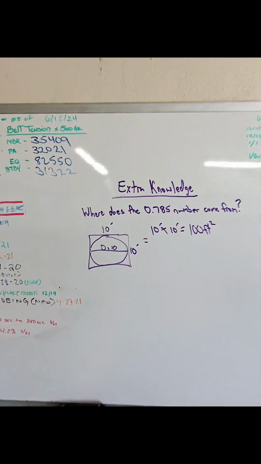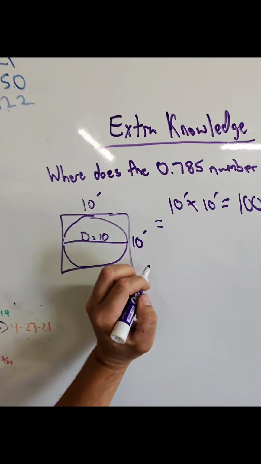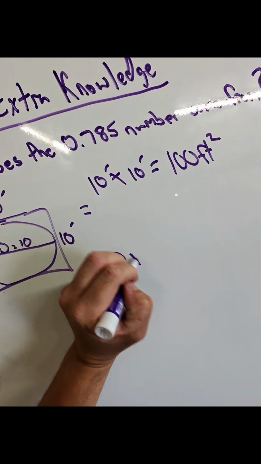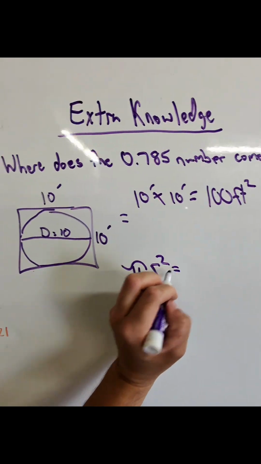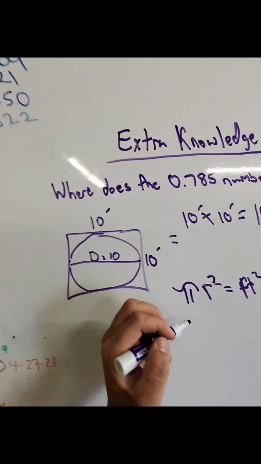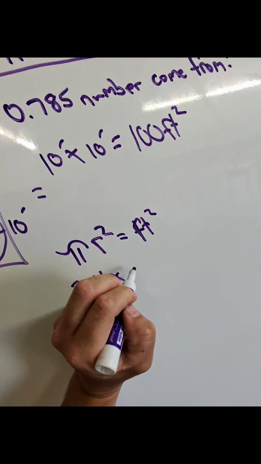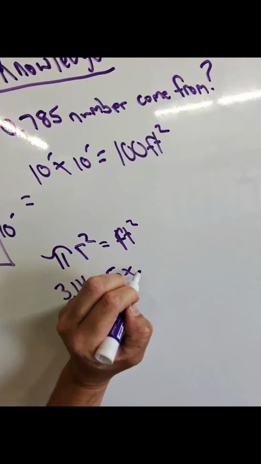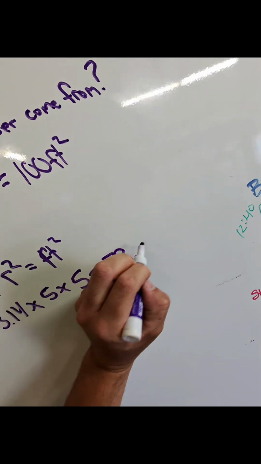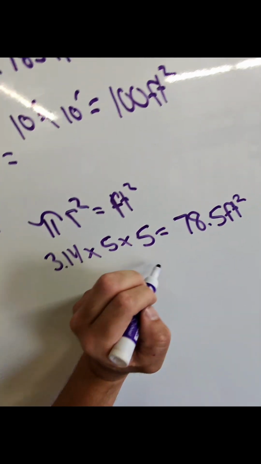But now if we have a pipe in here, we know that the diameter now equals 10. And if you want to find square footage, the surface area of a circle, that is pi times radius squared equals square feet of a circle. So if you do 3.14 times radius, which would be 5, times radius, which is 5, that comes out to 78.5 square feet.